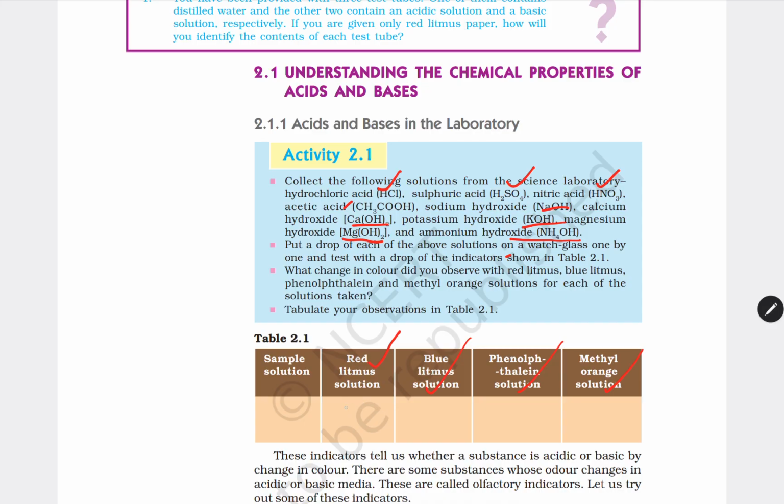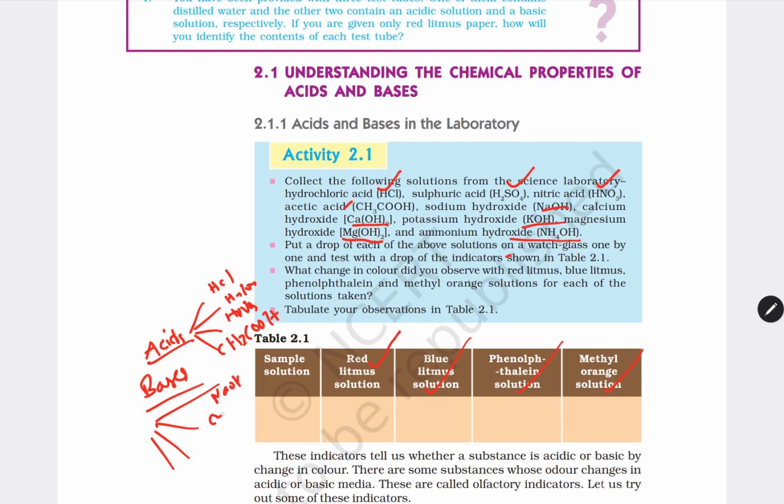Check whether it turns into blue. First you keep all your materials here. What are the different materials? Laboratory acids and bases, right? In acids we are given 4 types: HCl, H2SO4, HNO3 and CH3COOH, right? 4 bases are also given: NaOH, Ca(OH)2, KOH, Mg(OH)2, like that.